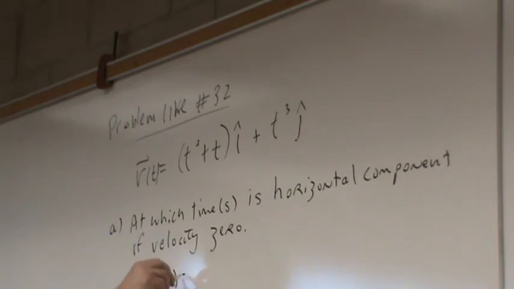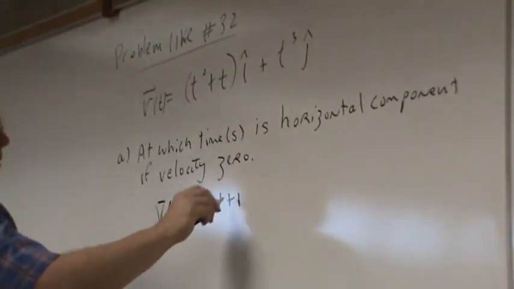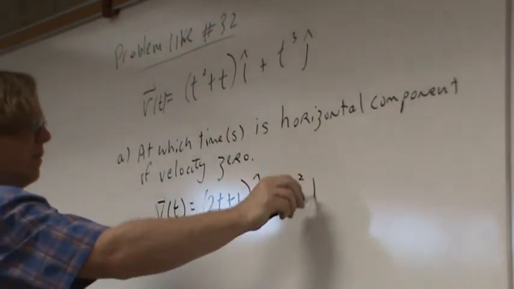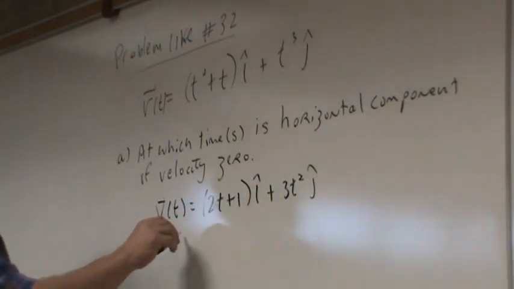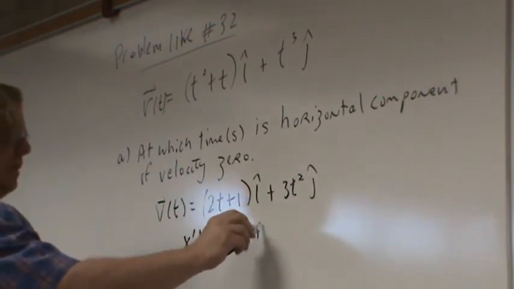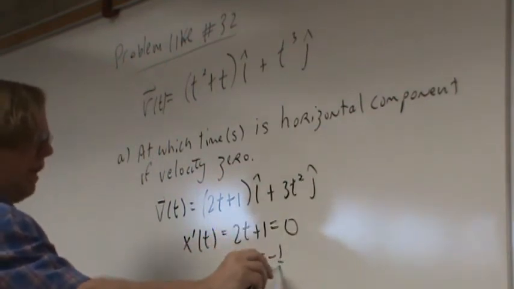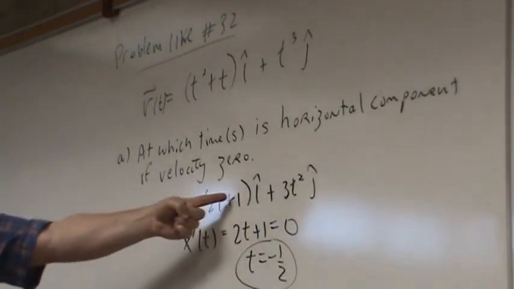V of t is going to be the derivative of r of t. Ignore that alarm, whoever that was. So I get this. But if it's the horizontal component of velocity that has to be 0, I hope you see that all I care about is the i component. So the horizontal component, x prime of t, if you will, is going to be 2t plus 1, and that equals 0. So t equals -1/2. If they're going to ask you about the horizontal component of velocity, all you're going to care about is that guy.